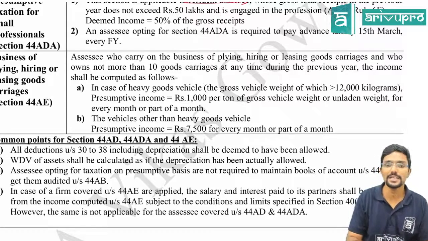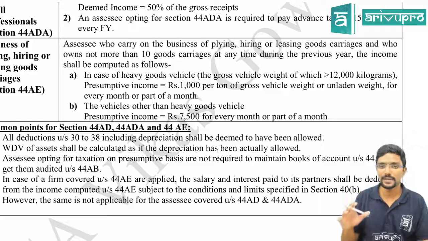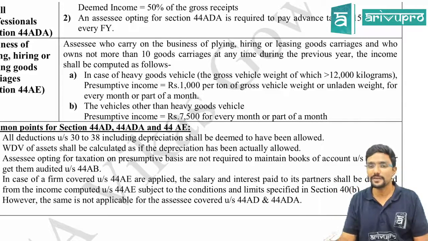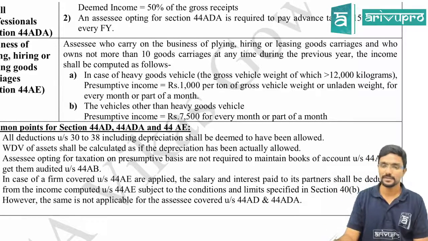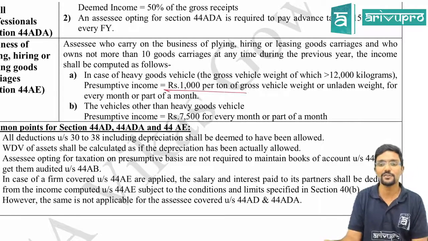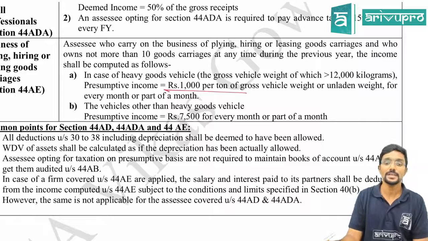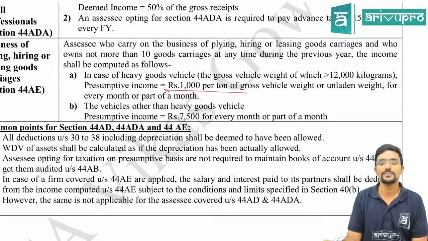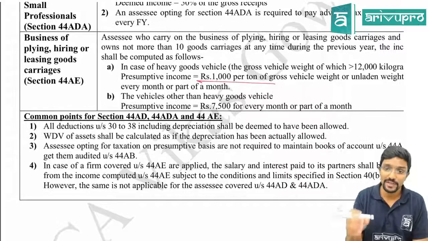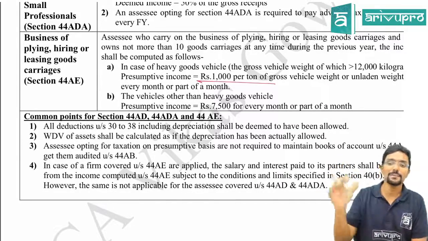In that case, my income will be 1000 per ton of gross vehicle weight per month or part of the month. Per month or part of the month. So 1000 is per ton, that is for 1000 kgs. Next, what if my vehicle is other than a heavy goods vehicle? Then it is 7500 for every month or part of the month. Agree? Even if I am owning the vehicle for a single day in a month, the entire month should be considered, guys.